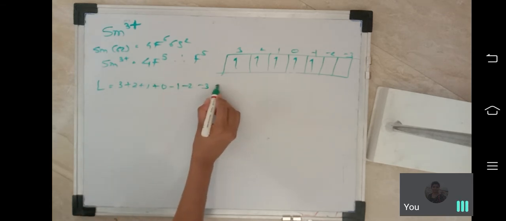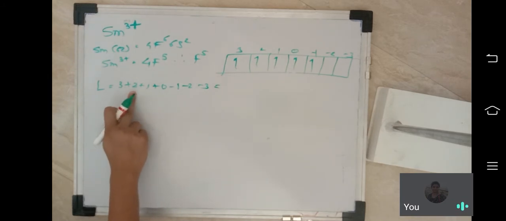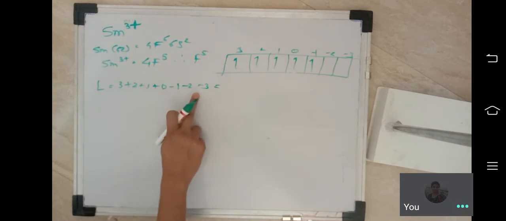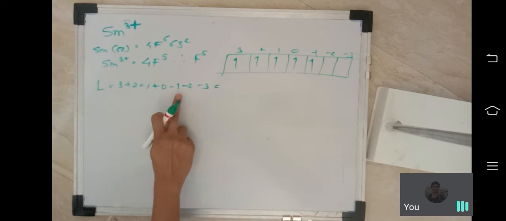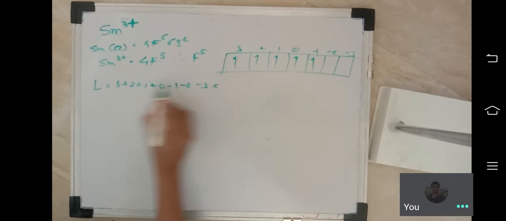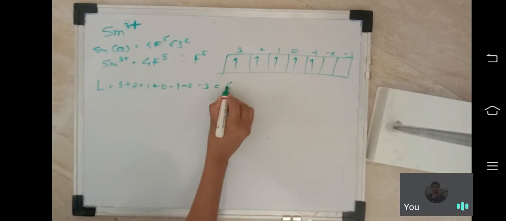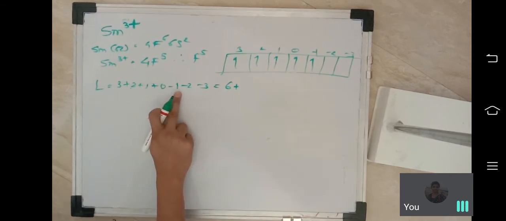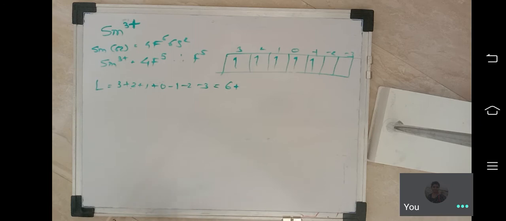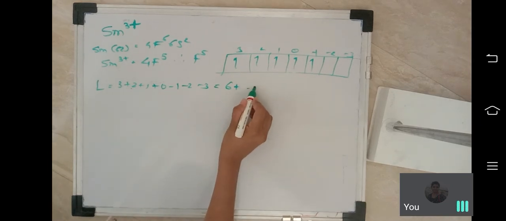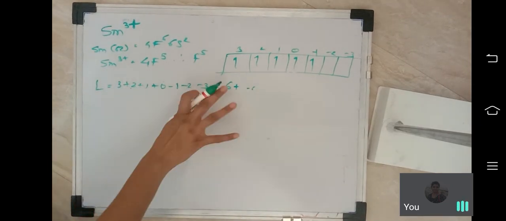Then the answer is 3 plus 2, 5, 6. And here 3 plus 2 plus 1, 6. Plus here minus 1, minus 2. That means minus 6. Okay, then you get the answer here.